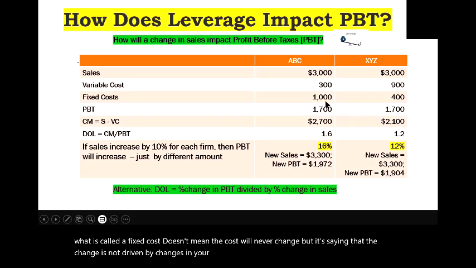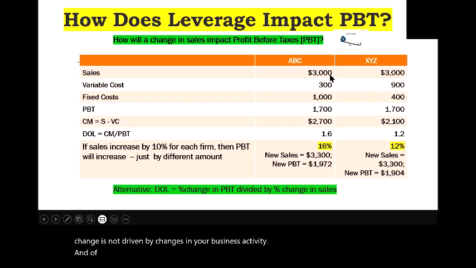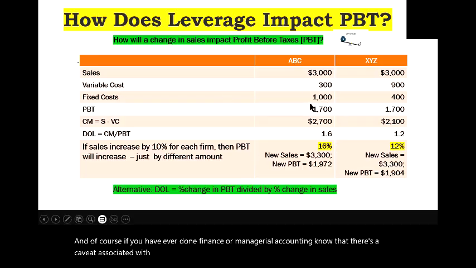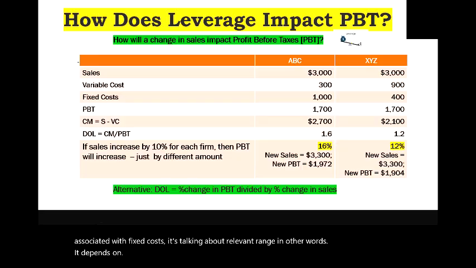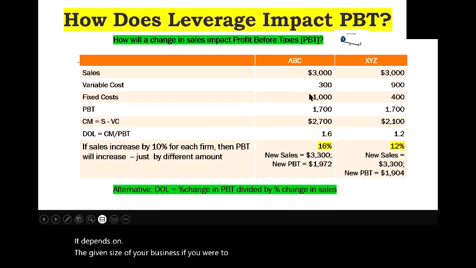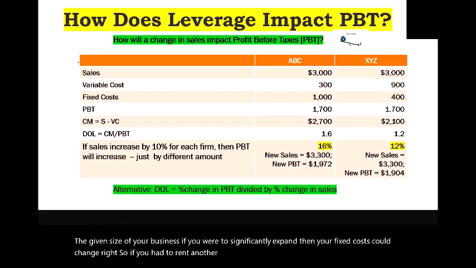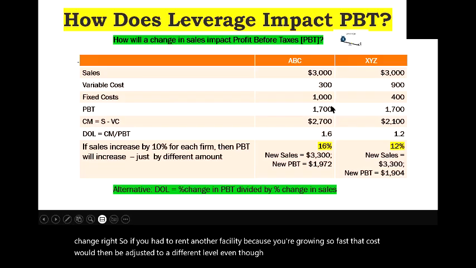And of course, if you've ever done finance or managerial accounting, you know that there's a caveat associated with fixed costs. It's talking about relevant range. In other words, it depends on the given size of your business. If you were to significantly expand, then your fixed costs could change, right? So if you had to rent another facility because you're growing so fast, that cost would then be adjusted to a different level, even though it's regarded as a fixed cost.